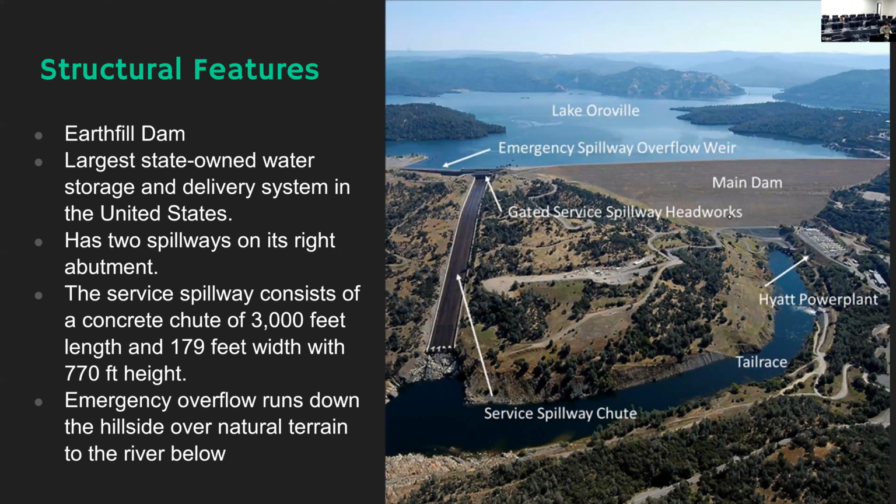Okay. Next, the main structural features can be seen here. This is Lake Oroville. It has two spillways. One is the primary spillway, another one is the emergency spillway. We can see that this is the main spillway, and this part is the emergency spillway, and this part is the dam.